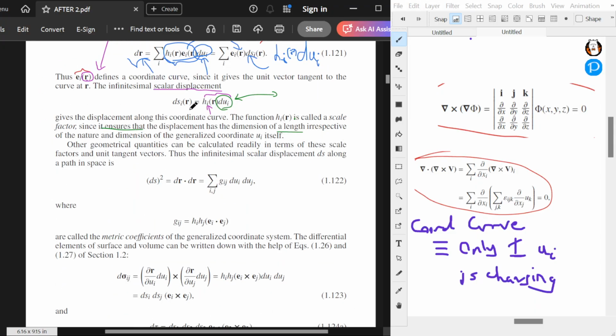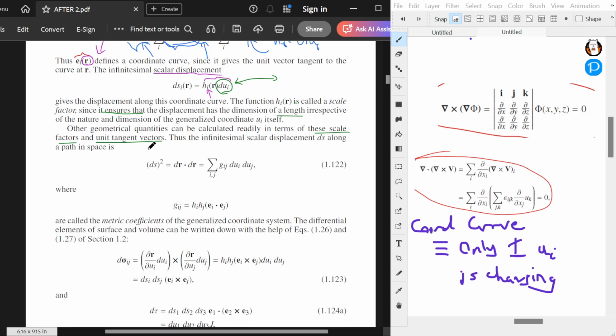Okay. Other geometrical quantities can be calculated readily in terms of these scale factors and the unit tangent vectors. Okay, they're just talking about EI and HI. Thus, the infinitesimal scalar displacement ds along a path in space is, oh my god. Okay, this is giving off tensor vibes. I could be wrong though.